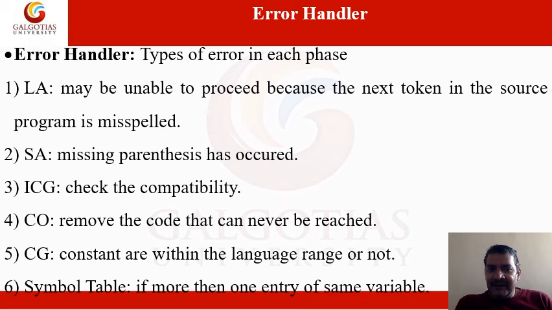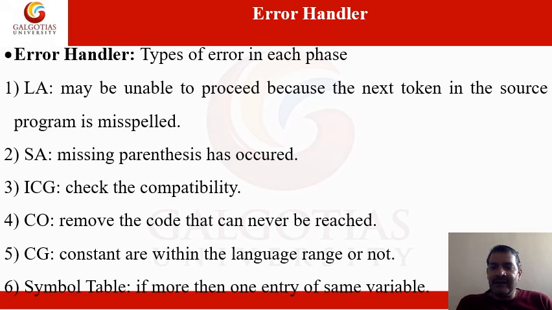If there is code within the program that can never be reached, you can think of it as code that is not participating in your result. In that case, it's better to remove that code. Next is the code generation phase. Code generation checks whether constants are within the language range or not. If such types of error occur, the error handler will handle them.